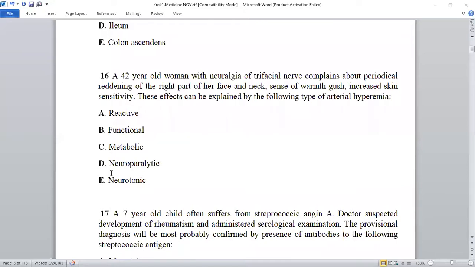So normally this is a blood vessel, right? You know the blood vessels, the arteries have smooth muscles in them, right? I mean, the tunica media, right?